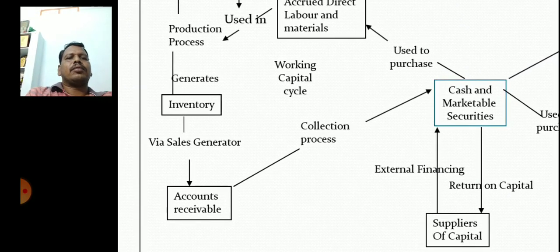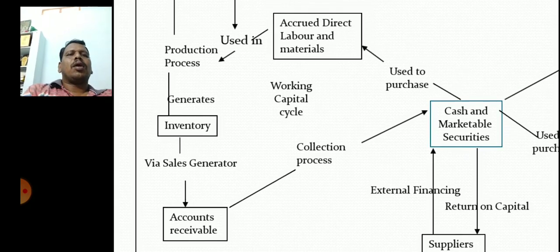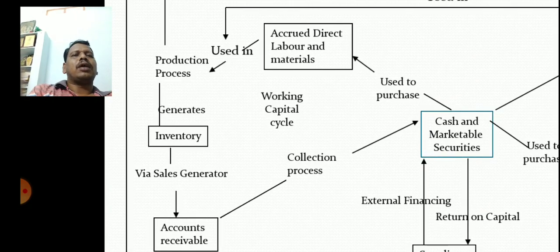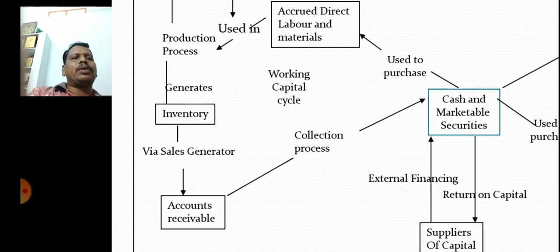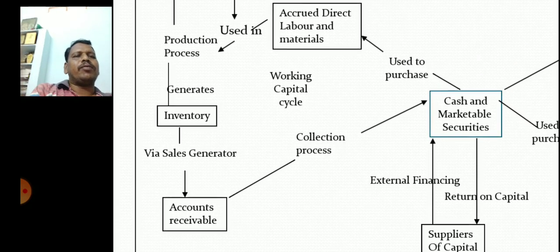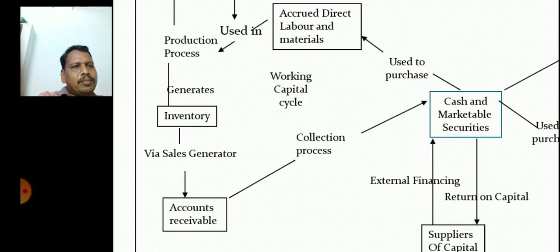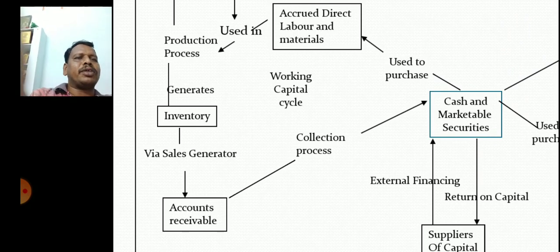inventory. Via sales, it generates accounts receivables. The production process uses accrued direct labor and material. The accounts receivables collection process will take place. Then that will be converted into cash and marketable securities. By using cash and marketable securities, you can purchase material. By applying the direct labor and material, you can make production. That production will be converted into inventory. That inventory will be converted into accounts receivables by sales.